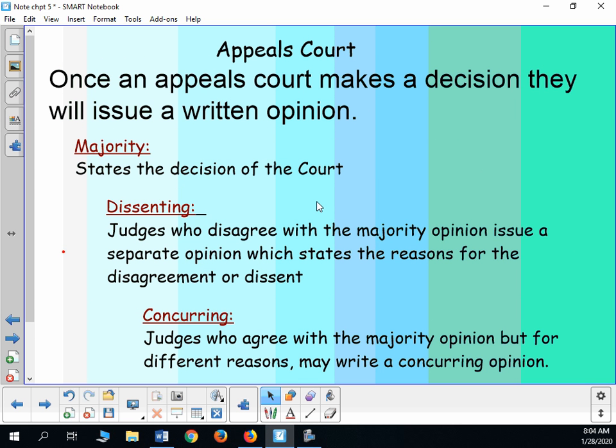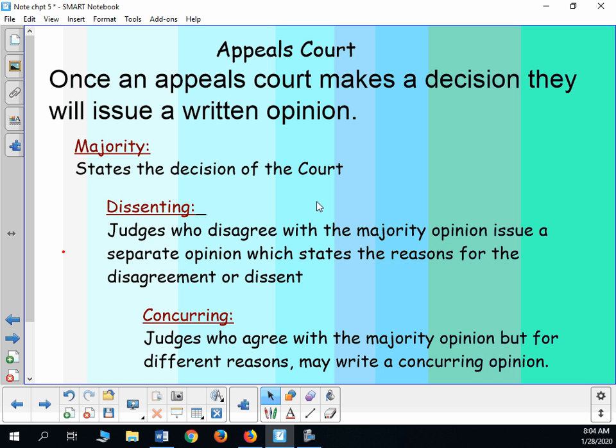Okay, now moving on. Once they make their decision, they issue what's known as an opinion or a written opinion. The majority opinion is basically the decision of the court. In many cases, a majority opinion is unanimous, although it doesn't have to be. Unlike in a trial with a jury, where things have to be unanimous, that's not true for the appeals court. If you have 3 judges, then the majority opinion would be 2 out of the 3. If you have 9 judges, then obviously the majority would be 5 out of 9. But again, it can be any number. And this is the decision of the court.